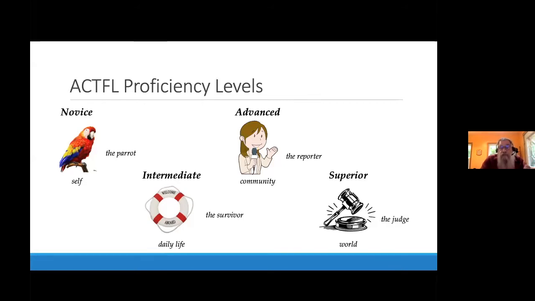And finally, we have the superior level. The superior level is characterized as the judge. They deal with the world of hypotheticals and theoretical communication within the realm of extended discourse, beyond paragraph level discourse. Many native speakers of languages don't necessarily function at the superior level.